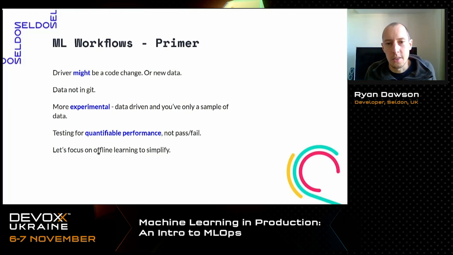ML workflows are different. The driver for automation might be a code change, or it might be new data. And the data probably won't be in Git, as Git isn't a great store for data, not data getting into the gigabytes. The workflows are more experimental and data-driven.